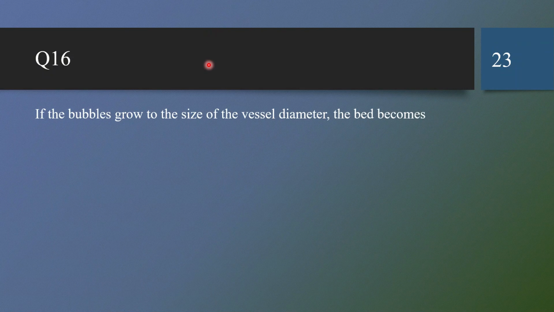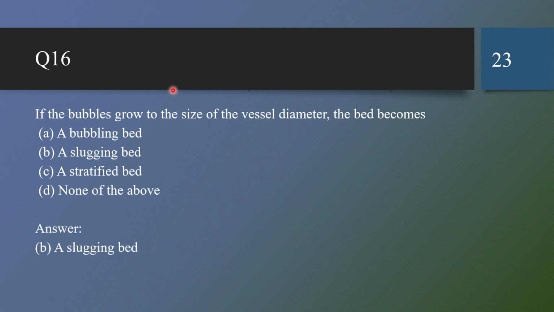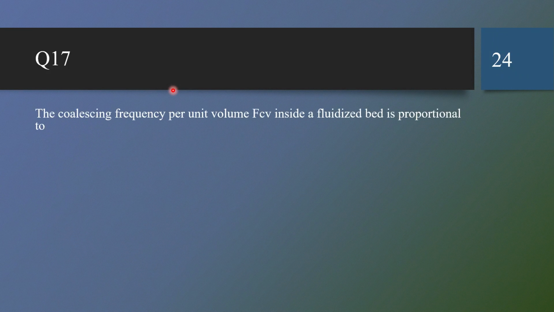So in question 16, we'll start the session. In question 16, it is given that if the bubble grows to the size of the vessel diameter, the bed becomes: bubbling bed, slugging bed, stratified bed, none of the above. So if the bubble grows to the size of the vessel, the bed becomes a slugging bed. This one we have already seen in the previous things also. So the right answer is the bed becomes a slugging bed.